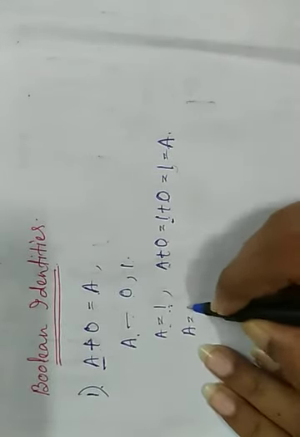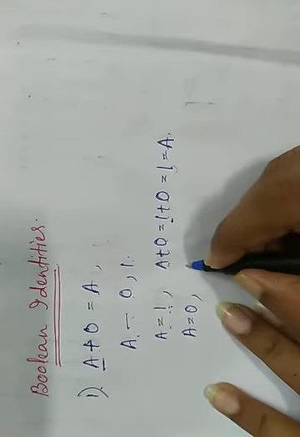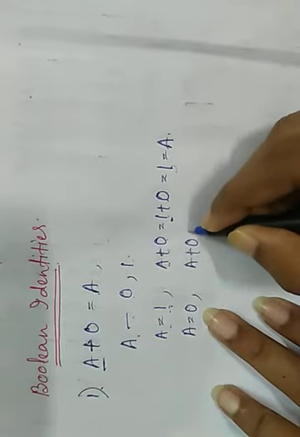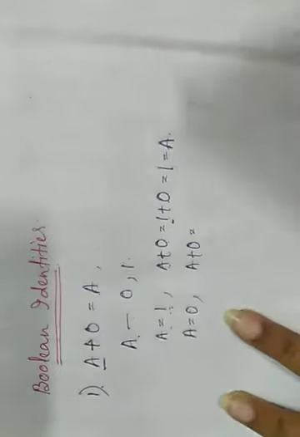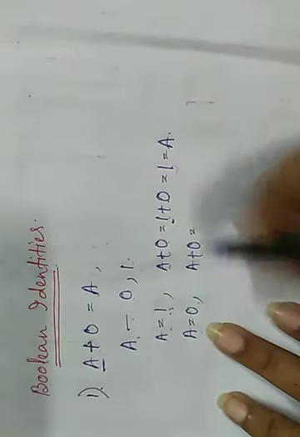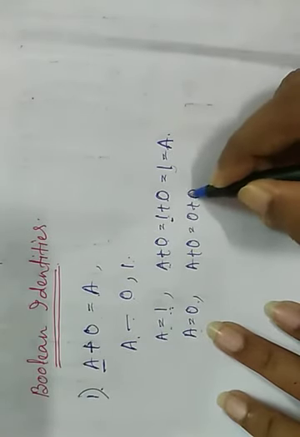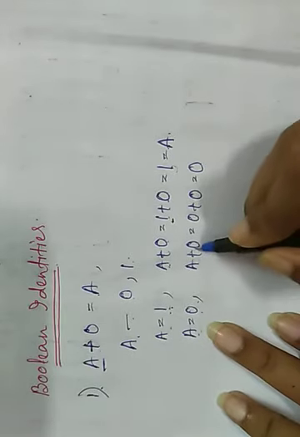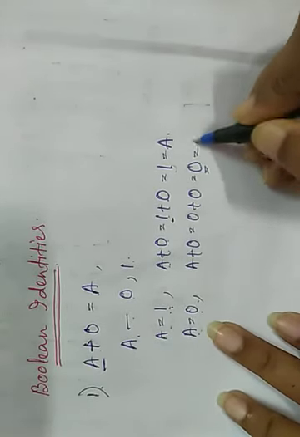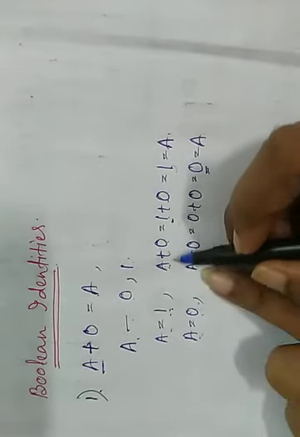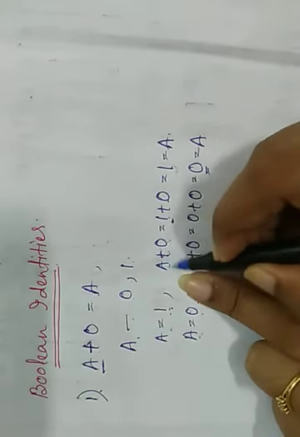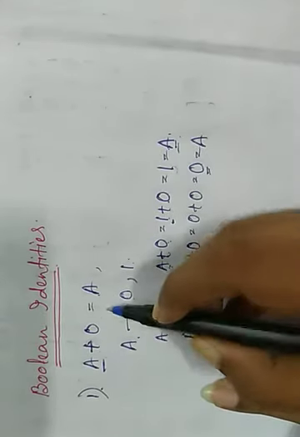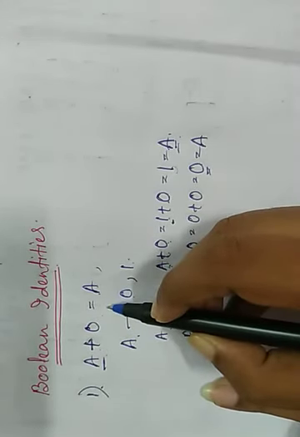Again, let us take a is 0. Then our identity a plus 0 becomes, by putting the value of a as 0, 0 plus 0. So 0 plus 0 is 0. As a is 0, a plus 0 also gives 0. That means a. So we can easily say that whatever the value of a, we get output a. So this is an identity in Boolean expression.